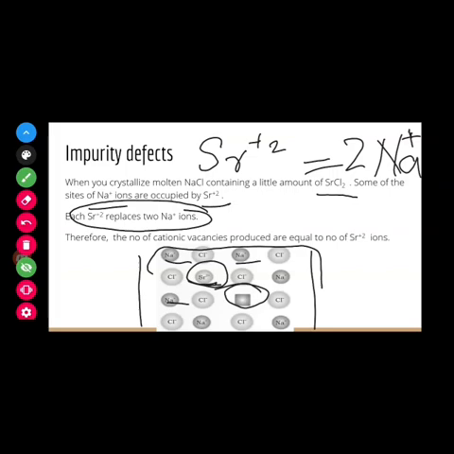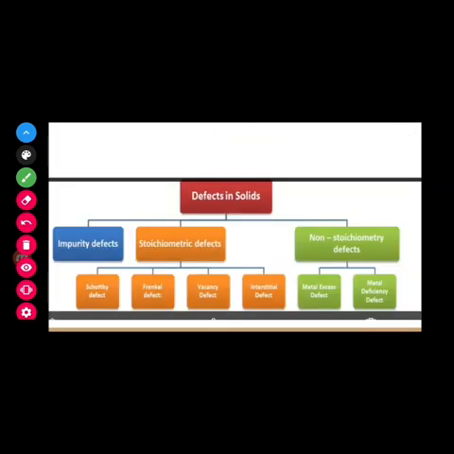Therefore, the number of cationic vacancies produced is equal to the number of Sr2+ ions. Since there is one cationic vacancy, there is one Sr2+ ion. If there were 2 cationic vacancies, then you will find 2 Sr2+ ions in the crystal. This type of defect is nothing but impurity defect. Here, strontium chloride is the impurity.